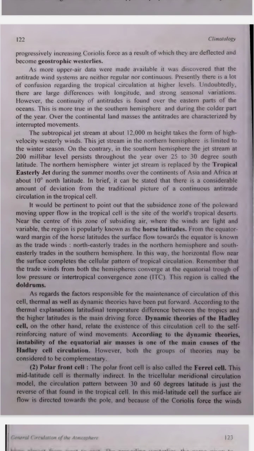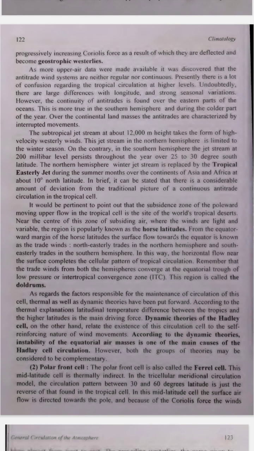Let's break down the information about the tropical cell's upper air circulation, focusing on the anti-trade winds and subtropical jet stream. Upper air circulation in the tropical cell. 1. Anti-trade winds. What are they? Anti-trades are high-altitude winds that move poleward from the tropics. They are found above the trade winds and travel from the equator towards higher latitudes.